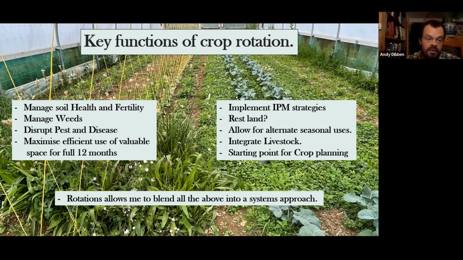So all those things listed above, I don't have single plans for all of these different things. They all blend together, and rotations is the best way of using all these different sustainable growing techniques, but kind of blending them into one system. So to me, it's not an essential, it's just an amazing tool for doing all of the above, basically.